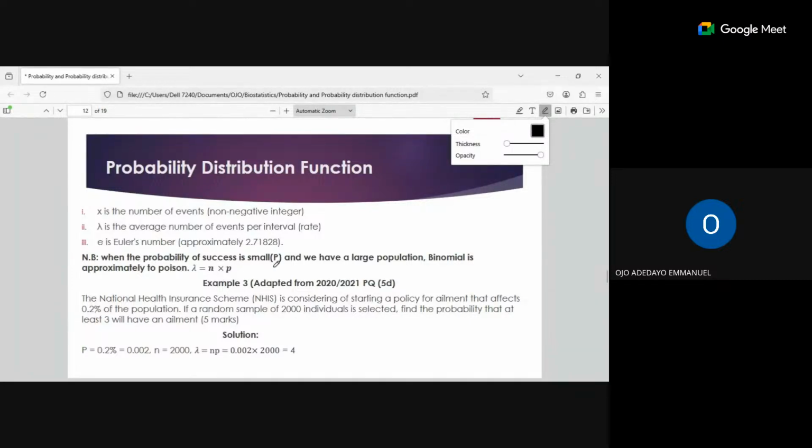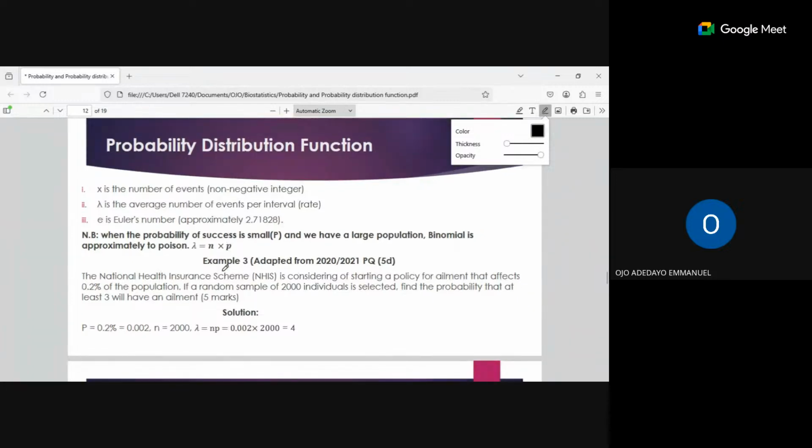When the probability of success, which is p, is small, I've said it the other time, and we have a large population, which is your n, the binomial is approximated by Poisson. They can ask you in the objective, what conditions can make you approximate binomial to Poisson? It is 2 conditions. Your p must be small and your n must be large. Then lambda is going to be np. Lambda is the parameter of Poisson, while n and p are the parameters of binomial. This is very, very important.